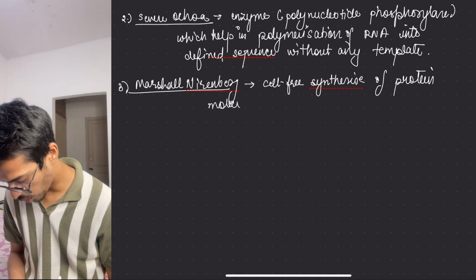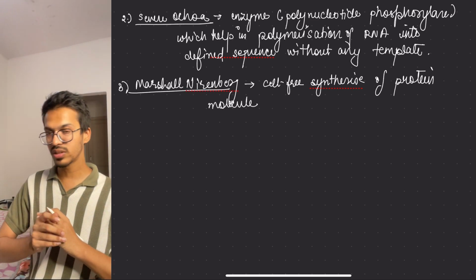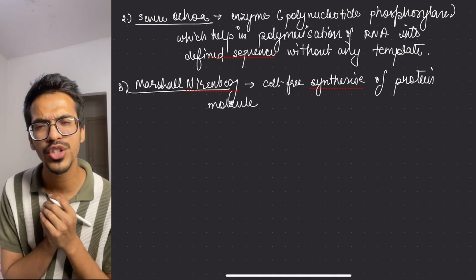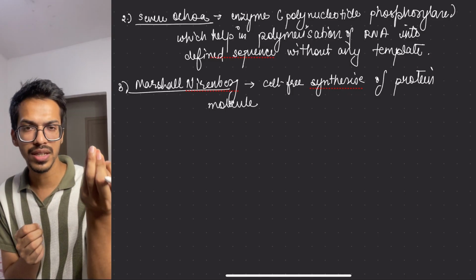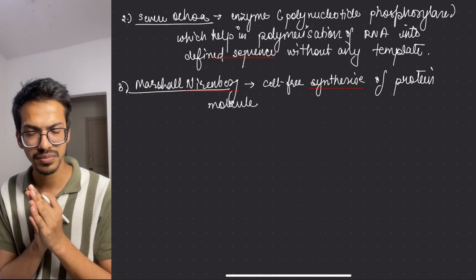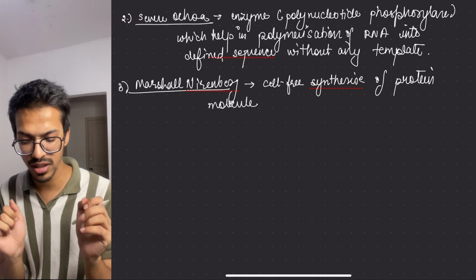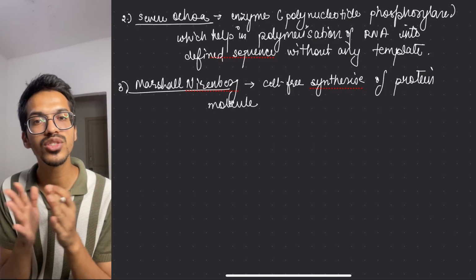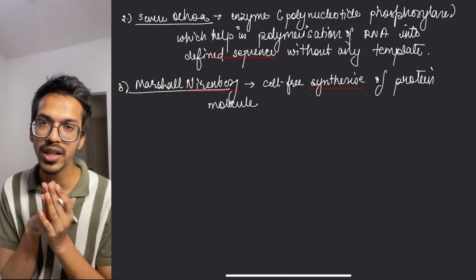Protein molecule. Okay, so we understood that they did this. Now with this information, for example, we can take this enzyme, make the template, and after that, outside the cell only, we will ask them to make the protein out of it. So these are the two things which Hargobind Khurana used.